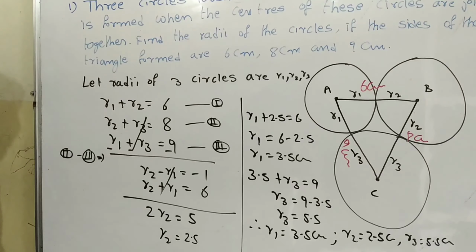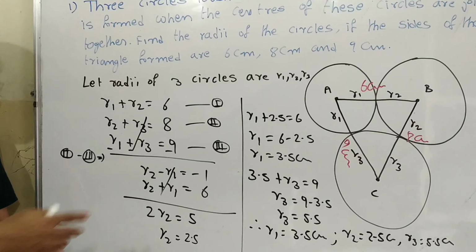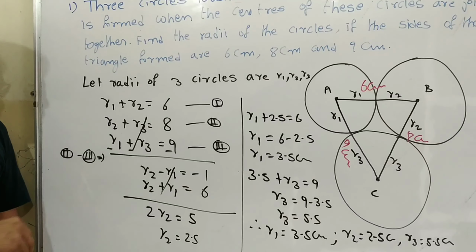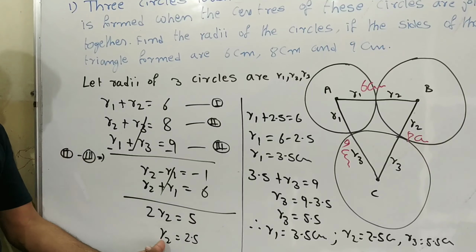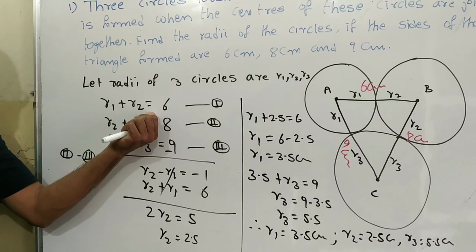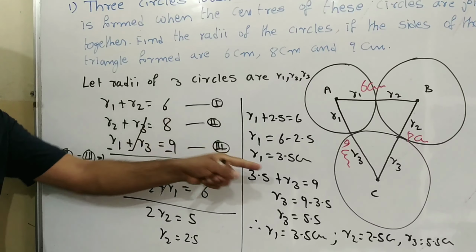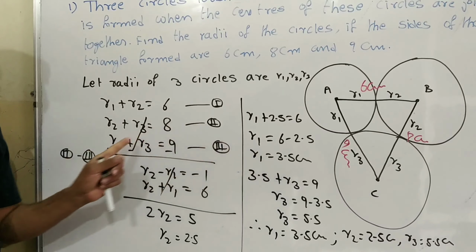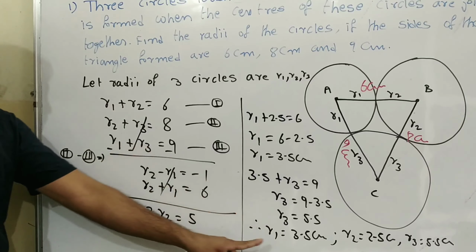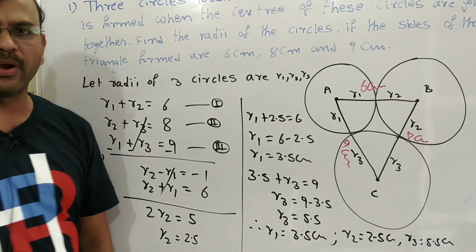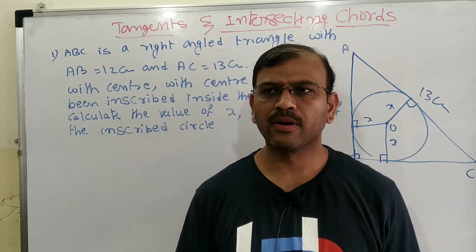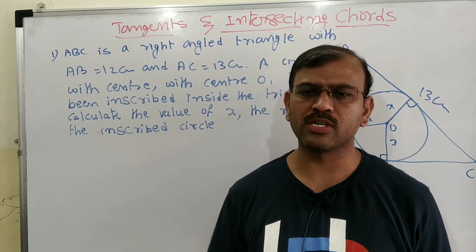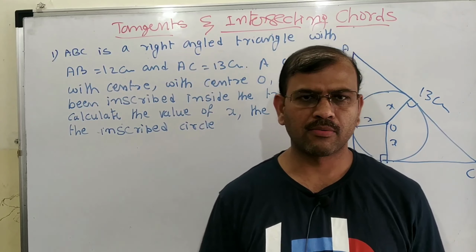So here what we have done: we got three equations. We solved two equations, and it formed another equation. This equation we solved with equation 1, then we got the R2 value. R2 value I substituted in equation 1, then I got R1 value. R1 value I substituted in equation 3, I got R3 value. I hope you understood. From the tangent, this question they asked in 2005 for 4 marks.